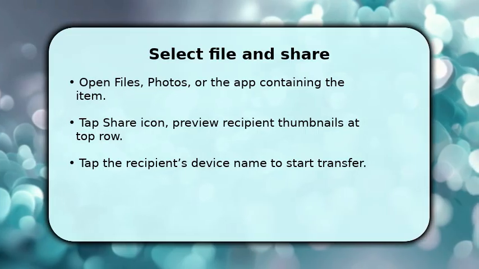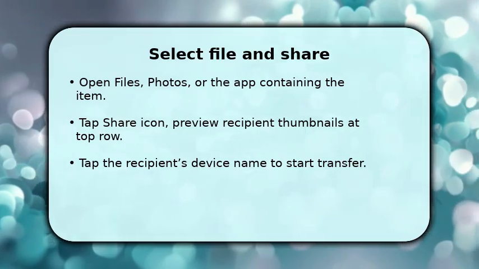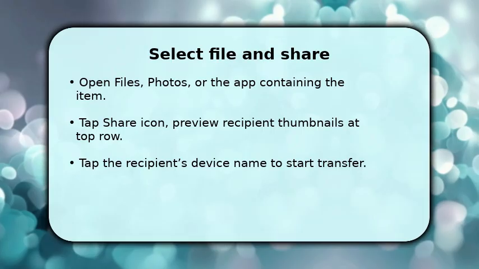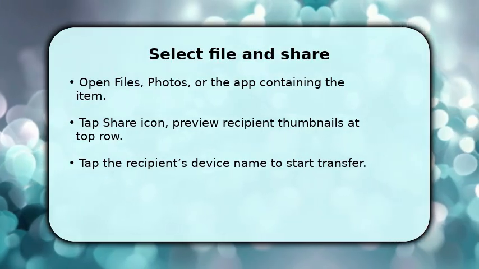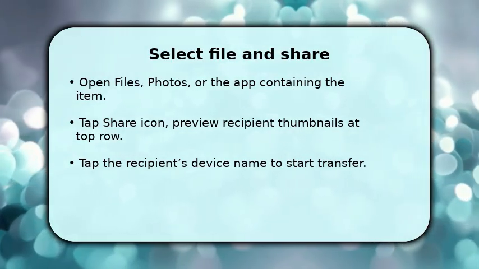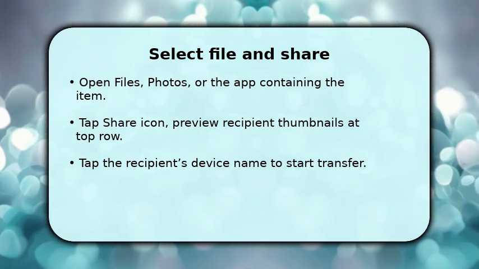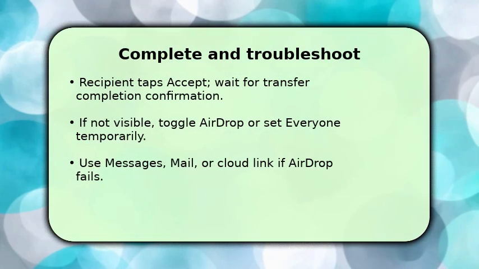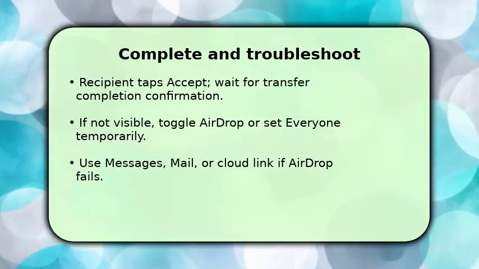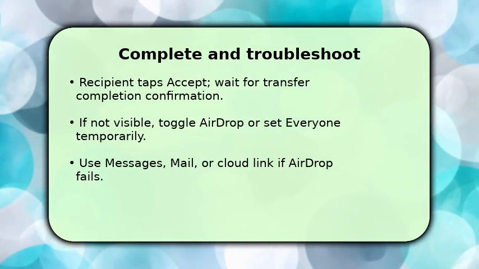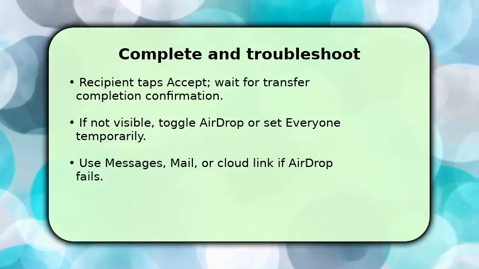The iPhone uses Bluetooth to establish a connection, then switches to peer-to-peer Wi-Fi for speed. Keep both devices awake and close. Transfers pause or fail if a device locks or moves out of range mid-transfer. Finish by having the recipient tap Accept when prompted. You'll see a progress indicator and then a delivered or saved confirmation when done.